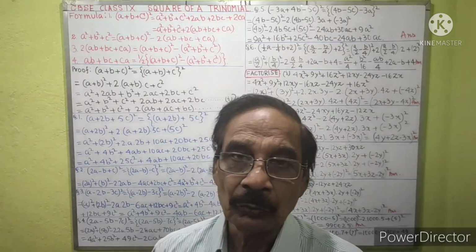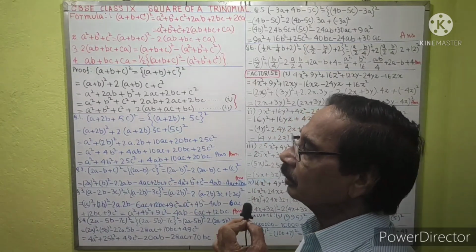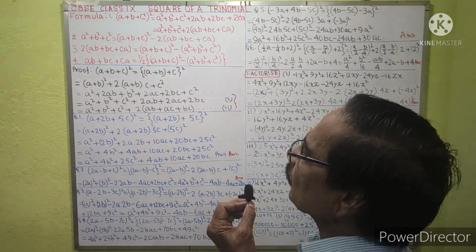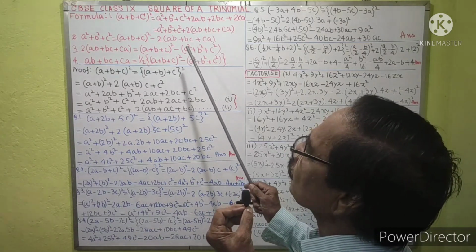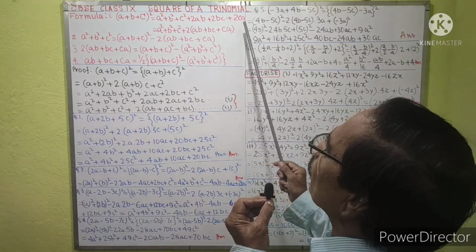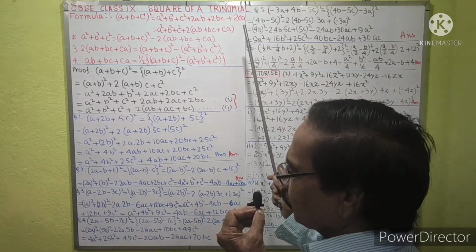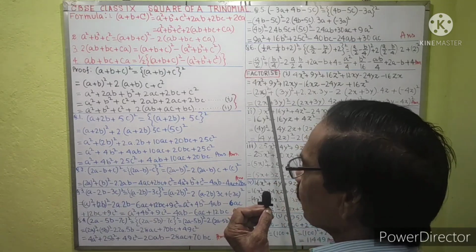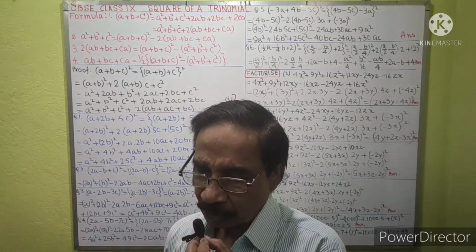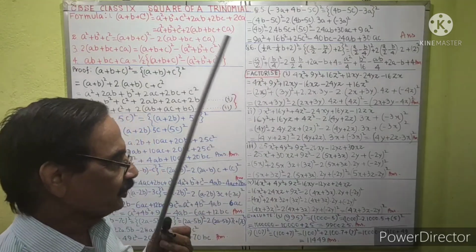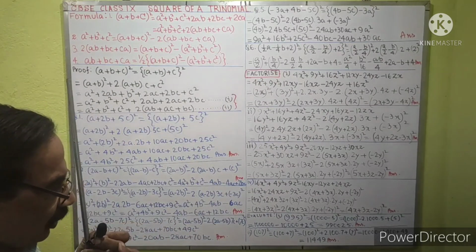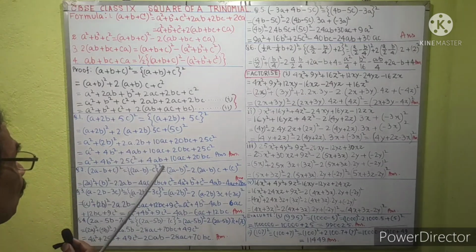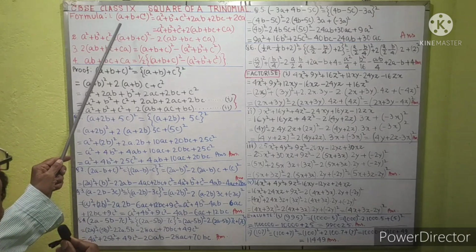Today we are continuing the classes, CBSE class 9. This is squares of trinomials. At the same time, we have also done some factorization. At first, we expand with the formula that is discussed here.